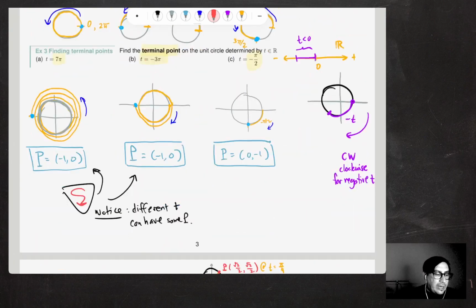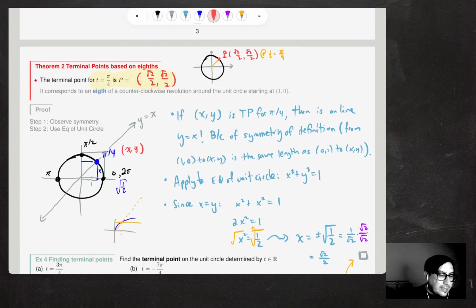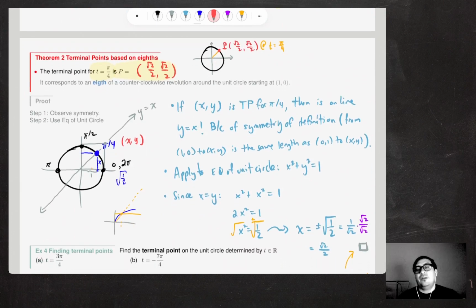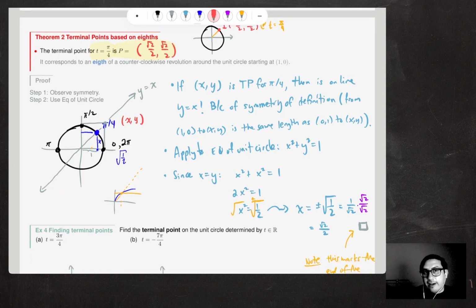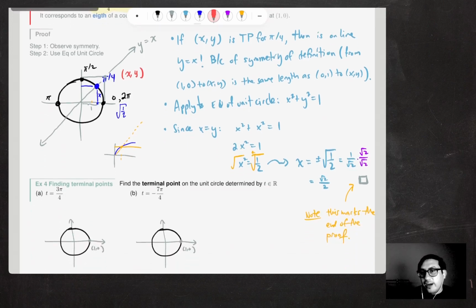So I will not repeat the proof. If you weren't in class, you can pause the video here and copy it down. But the key idea was that this point, pi over 4, is really special, and it has to land on the line y equals x. Notice that the final answer was the same value for x and the same value for y. And that's kind of the key to the proof here, and I'll let you read the notes if you didn't see it earlier.